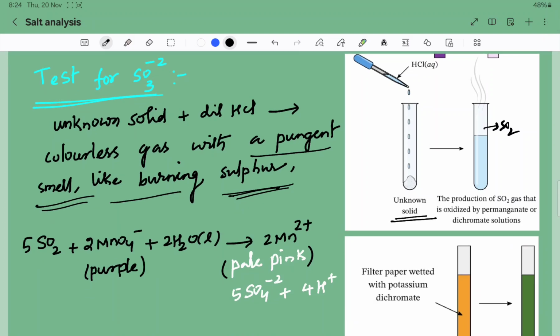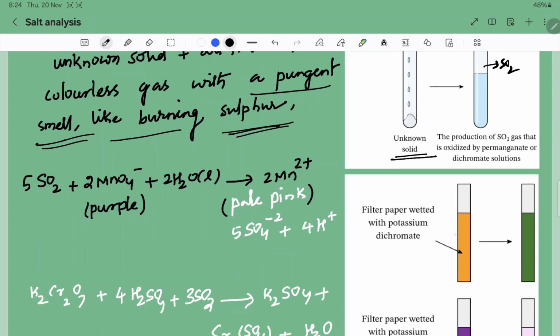Now these SO2 vapors are treated with potassium dichromate. Filter paper wetted with potassium dichromate, the orange color filter paper, turns into green color. That means, student, chromium plus 6 is converted into chromium plus 3, right? It is a reduction reaction. So SO2 reduces potassium dichromate to chromium plus 3, right?